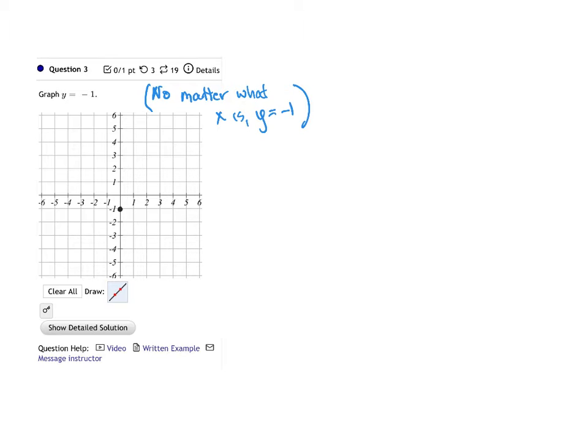and that's your first dot. And then it would be over here. So say no matter what x is, y is -1. Let's say x is 0, y is -1. X is 1, y is -1. X is 2, and so forth. Okay? And that's going to give you a horizontal line going through the y-axis at -1.